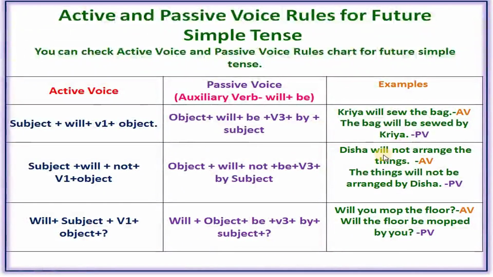And the same in negation: "Disha will not arrange the things." So, "The things will not be arranged by Disha." In an interrogative sentence, the formula is will plus object plus be plus V3 plus by plus subject. Here "you" is the subject, mop is the verb and the floor is the object. So, "Will the floor be mopped by you?"